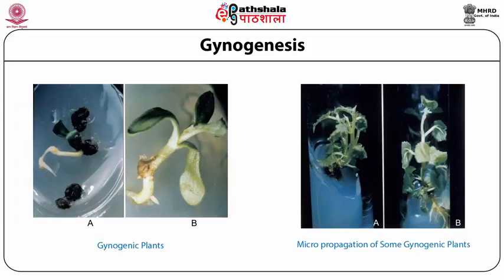As I said, androgenesis had albino plants in the case of cereals. Here, the plants which are produced by gynogenesis are predominantly green. The occurrence of albino is either absent or at a very low frequency. And the occurrence of diploids, or the non-haploids, is also very poor.